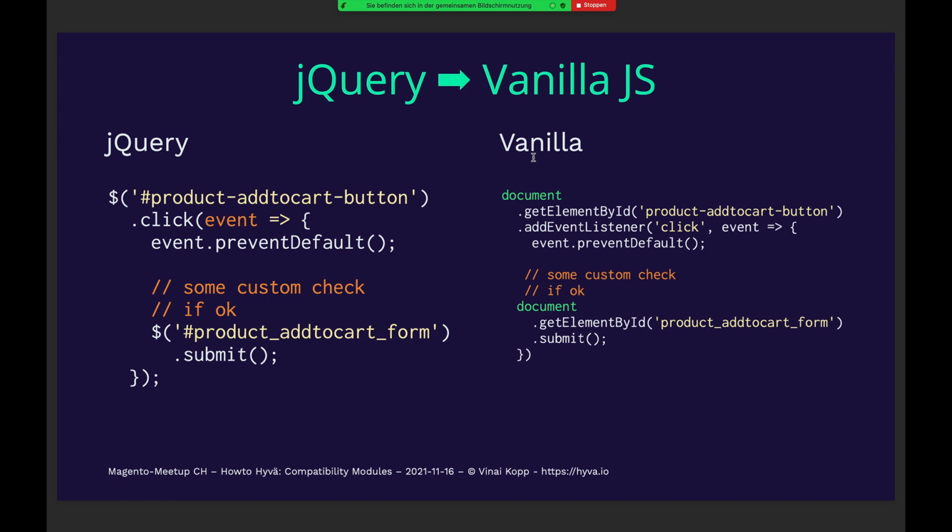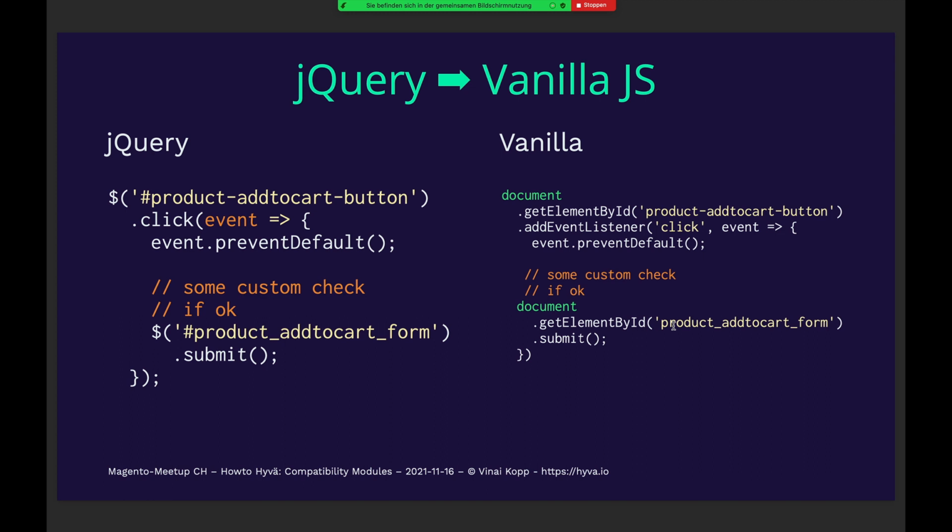So here's an example from a module where some kind of additional checks were added to the product add to cart action. So in jQuery, it just selected the button and then did some additional checks before it actually submitted the form. So the same thing in Hyvä, just use document.getElementById, addEventListener, same thing for submit. So it's actually very close. Quite often I get questions in Slack like, okay, so how do I do this?